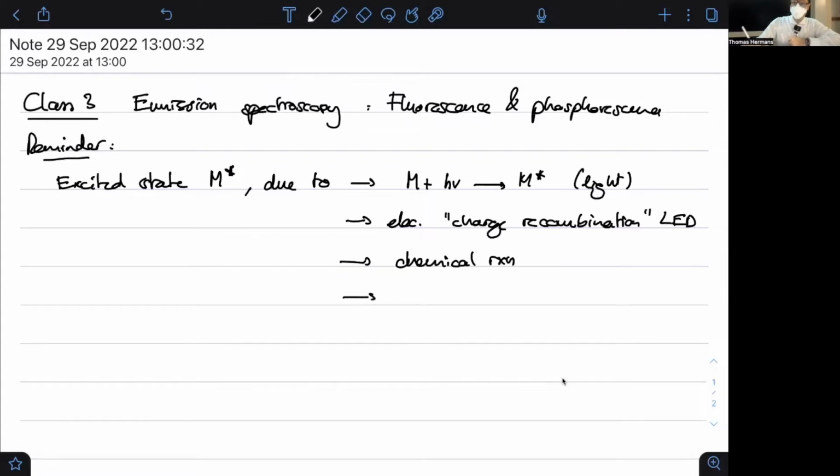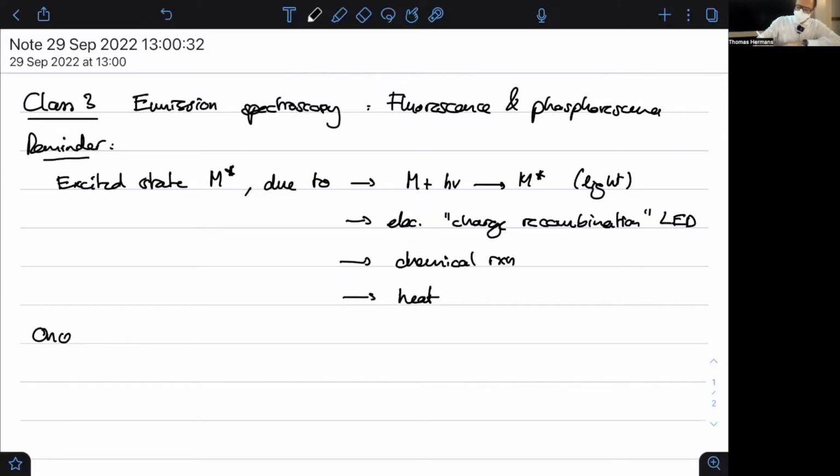I should have tried to do that. That's actually very cool. If you mix luminol and peroxide, you make light. And heat. But as we said last class, you need a lot of heat to actually excite molecules. So it's not a very feasible method.